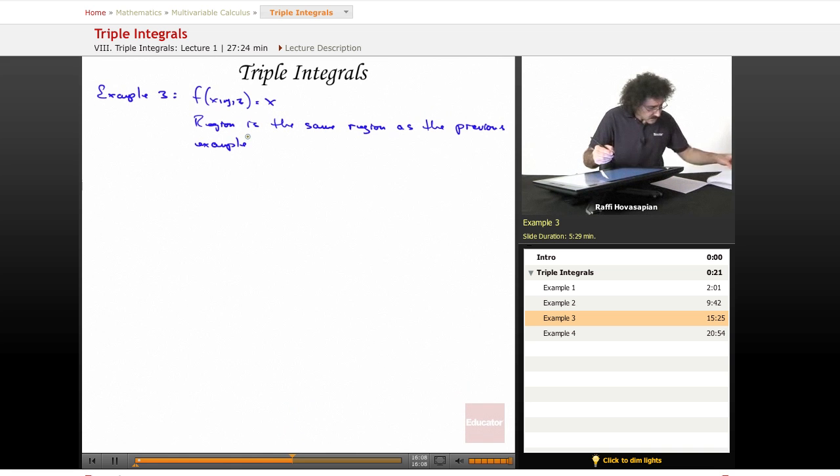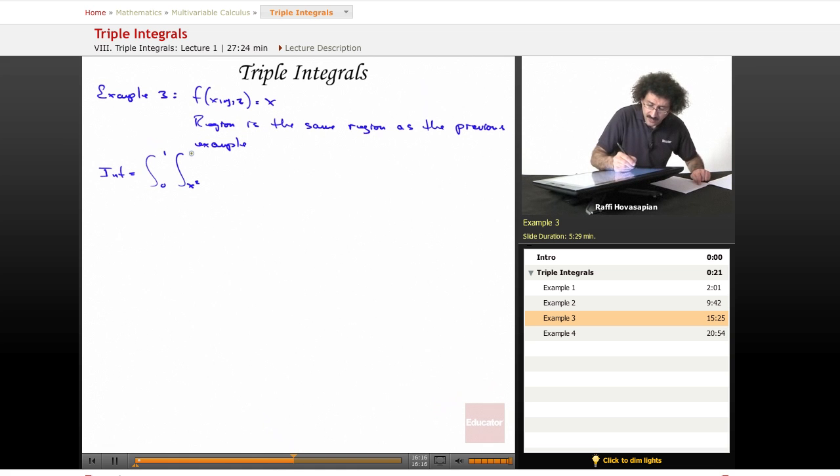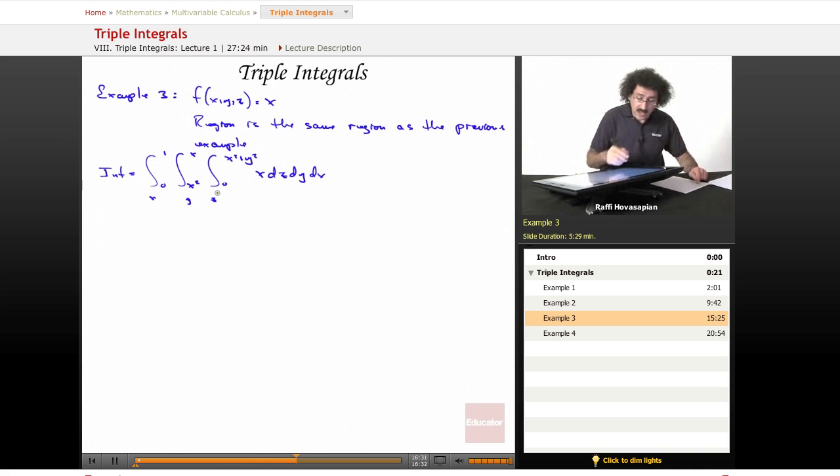Okay. So our integral is going to look like this. Our integral is going to be from 0 to 1, and it's going to be from x squared to x, and it's going to be from 0 to x squared plus y squared, and this time it's just x, and again we're going dz, dy, dx because we did x, y, z, moving from inside out. Okay, let's go ahead and deal with the first integral here.